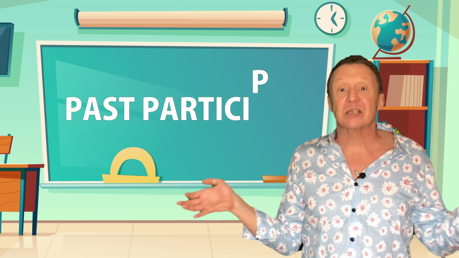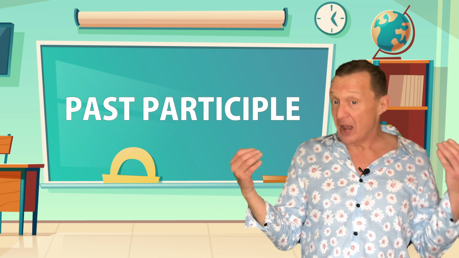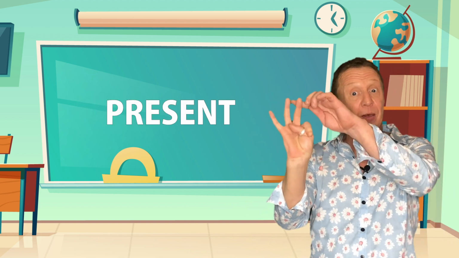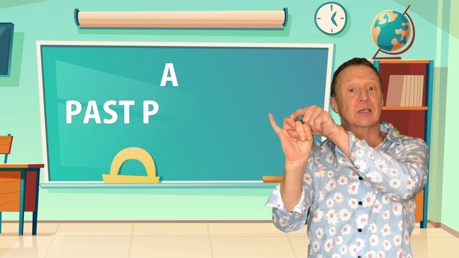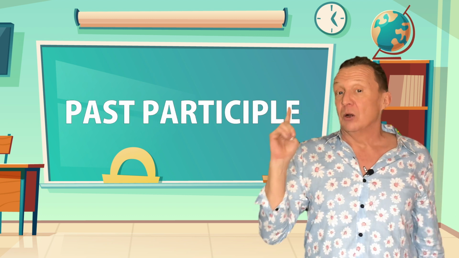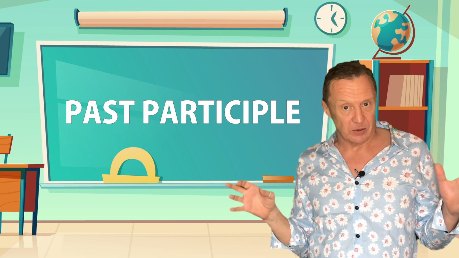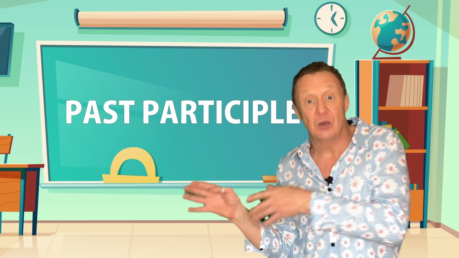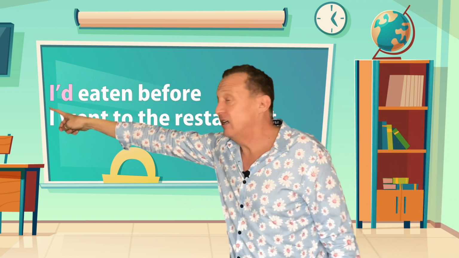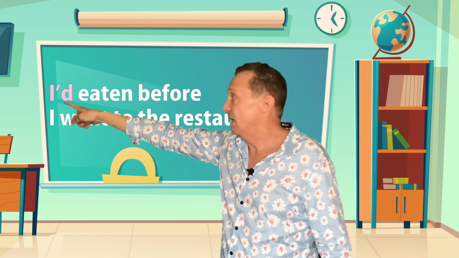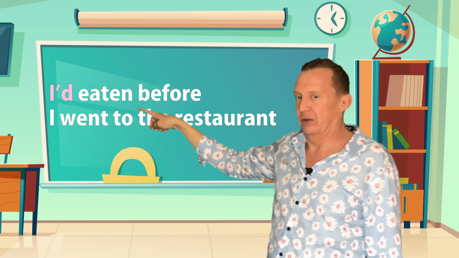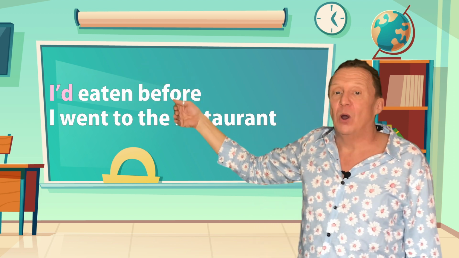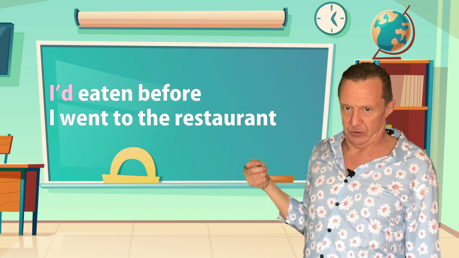Past participle. So every English verb has three parts: the present, the past, and the past participle. When we use the past perfect, we have to remember to use the past participle. So we have I'd eaten. I'd eaten before I went to the restaurant.